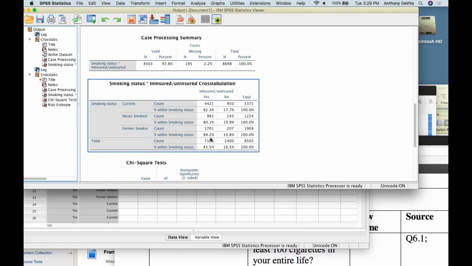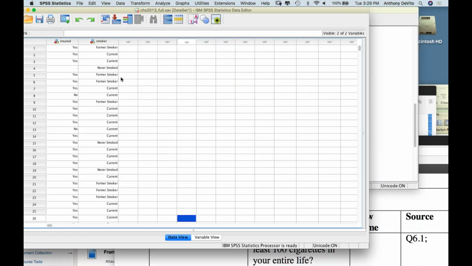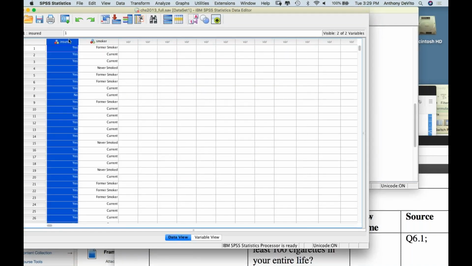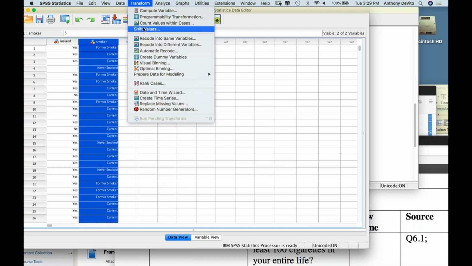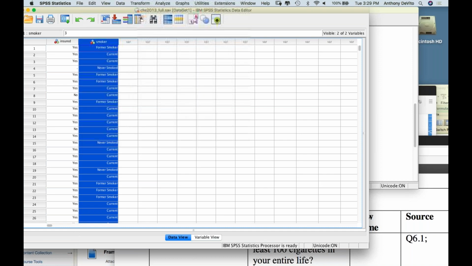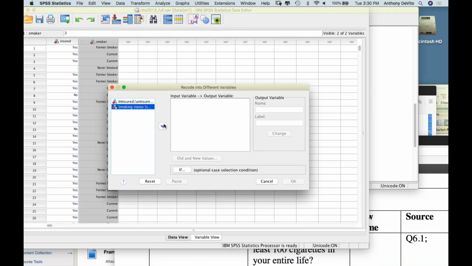Let's say you're only interested in current smokers and people who never smoked. You know what I could do? I could go in here and make up a new variable. Here's smokers, current, former, and never smoked. I can go up here to transform, and I can say recode that into a new variable. And I could tell it, take this smoking status and make a new variable. I'm going to call that smoker 2. I'll give it another name. Smoker, yes or no?